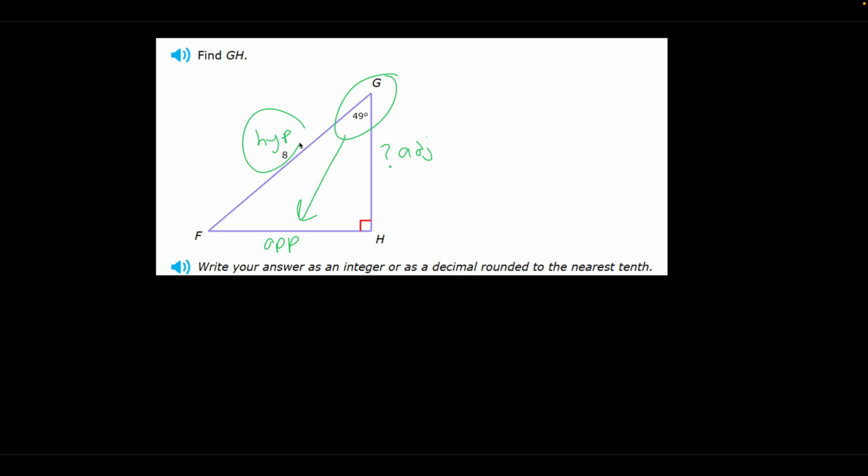In this case, they give us the hypotenuse. So we're trying to find the adjacent, and they gave us the hypotenuse. Now, you should already know your trig ratios. Which trig ratio uses adjacent and hypotenuse? Well, that would be cosine, right? So let's do it like this. The cosine of angle G is equal to the adjacent side over the hypotenuse.